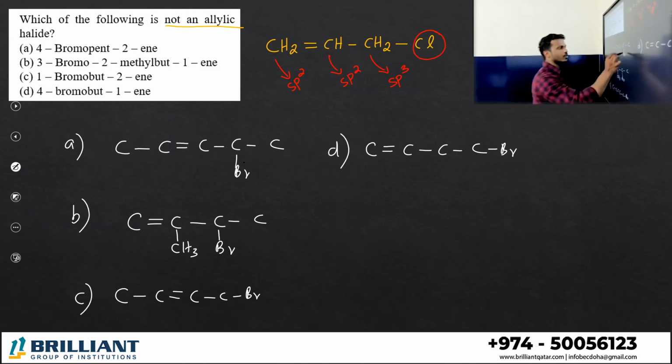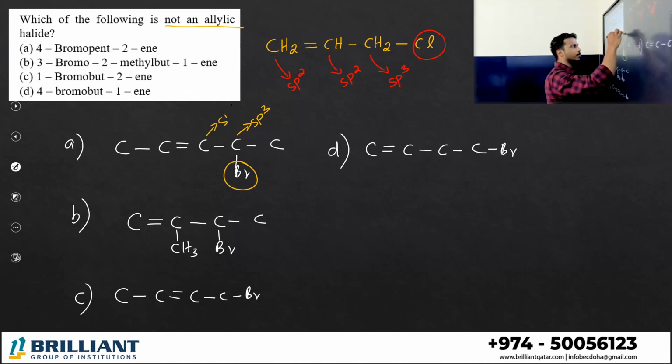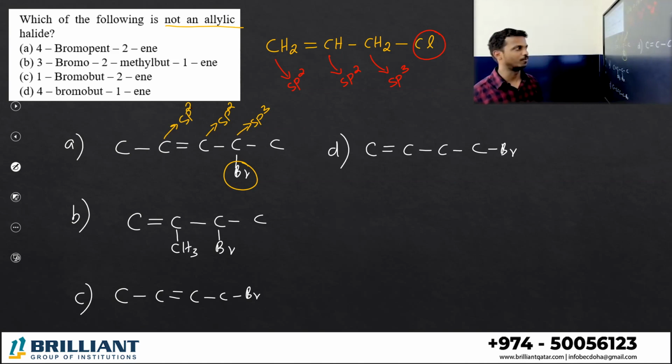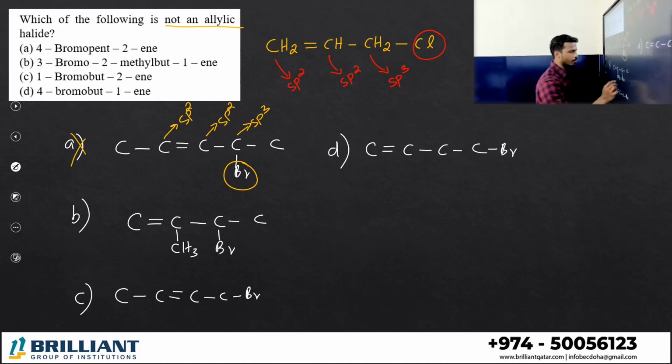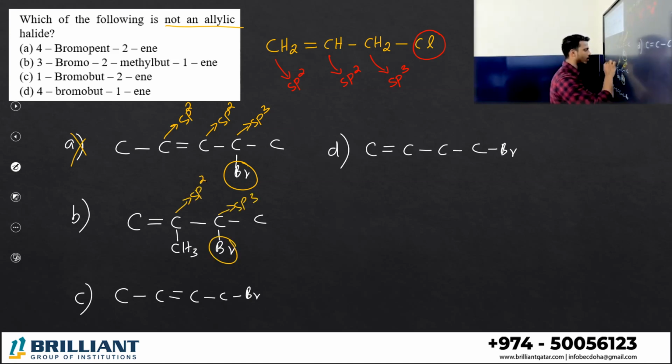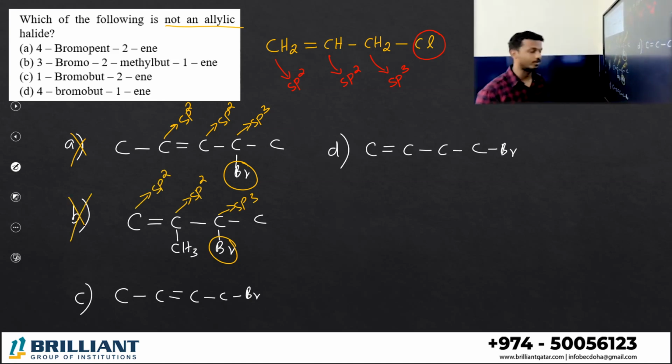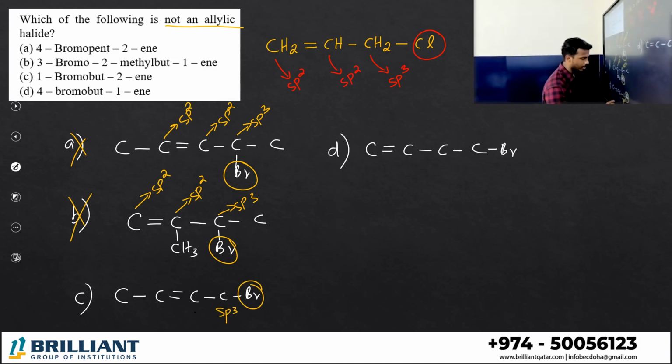First one, bromine. This carbon has a single bond, therefore sp3; double bond carbon, sp2; double bond carbon, sp2. Yes, it contains the allyl group. So not this answer. Option B, bromine-connected carbon: this is sp3, this double-bonded carbon sp2, this double-bonded carbon sp2. Yes, it contains the allyl group, so not the answer. Next one, bromine-connected carbon sp3, double bond sp2, double bond sp2. So yes, it is allylic.